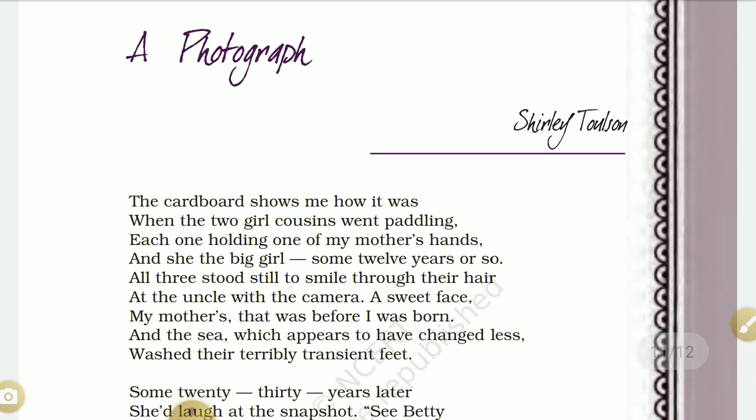Now, here in this poem, there are three stages in the passage of time. Okay, that means three stages of time. What is there in the first stage? In the first stage, we will find that the poet's mother went to the sea beach with her two cousins. There, she enjoyed the sea waves with her two cousins, and a photograph was also clicked. So this is the first stage of time.